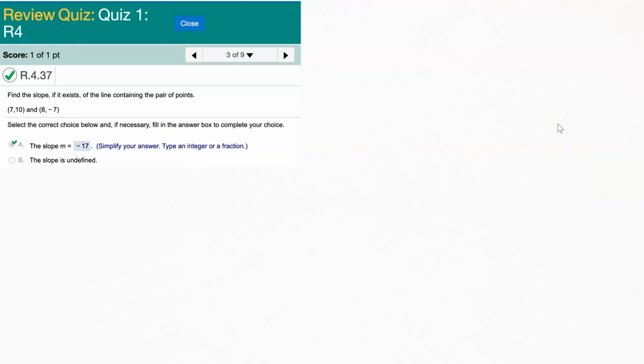Question 3 gives us 2 points and wants us to just find the slope between those 2 points. So we have the point 7, 10 and the point 8, negative 7. So to find the slope, the equation is y2 minus y1 over x2 minus x1.